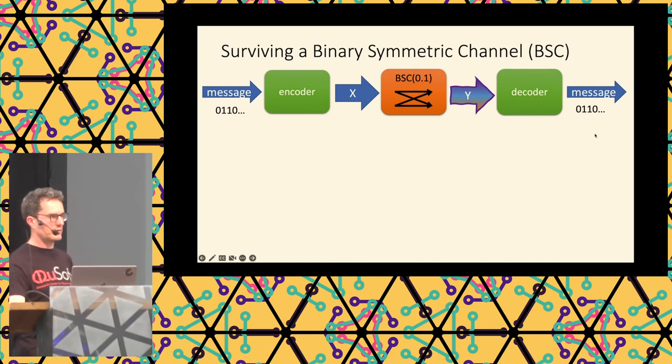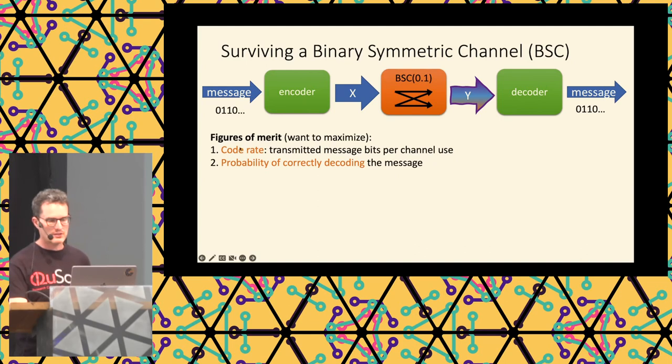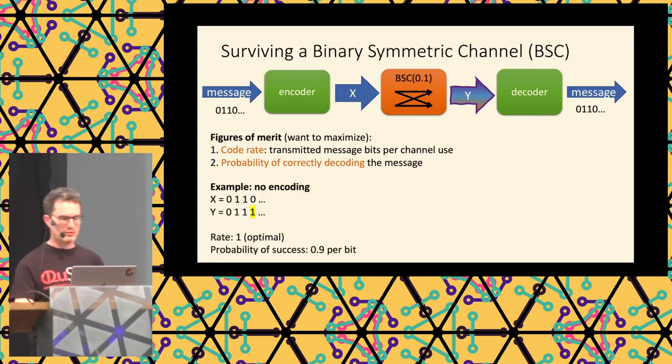And there's two figures of merit here that we want to optimize. On the one hand, there's the code rate. That's how many times you actually have to use the channel per bit you want to send. And we want to make sure that we have a good chance of recovering the original message. So these are the things that you want to optimize. And of course, let me give you examples.